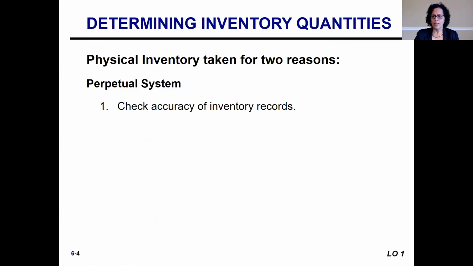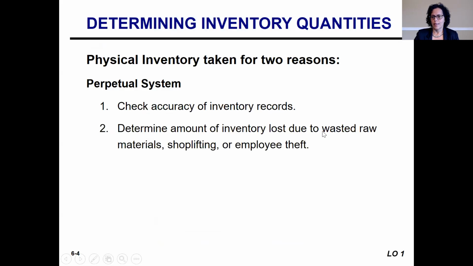And why would there be a discrepancy between what my books say I have versus what I physically see when I count? Usually it's because some raw material may go to waste. There could be shoplifting, customers steal, employees steal. So when we get to the next chapter on internal control and fraud, you're going to see that this is a huge problem. But for now, what we're saying is, even if you have a perpetual inventory system, your books tell you what you have, you still need a physical count.